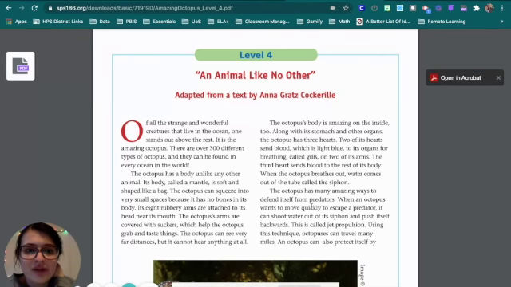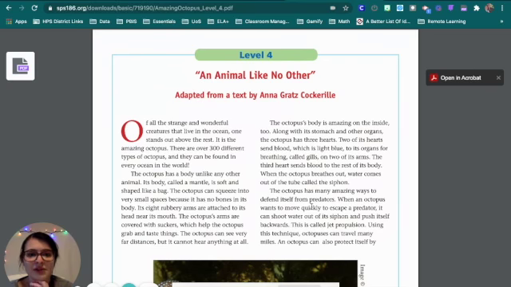When the octopus breathes out, water comes out of the tube called a siphon. So again, I'm still thinking that the main idea is that this octopus is pretty cool, pretty unique. Let's keep reading though. The octopus has many amazing ways to defend itself from predators.